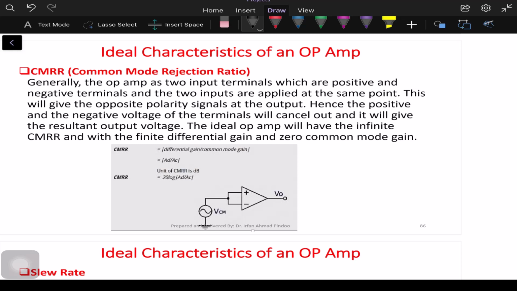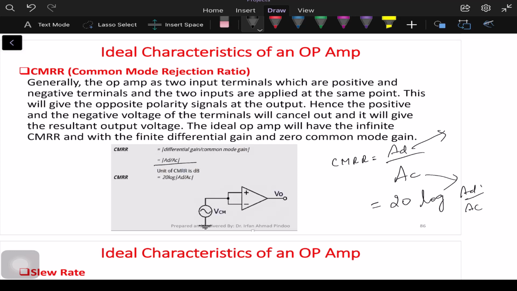Now for CMRR, we have a certain formula also: CMRR is given by AD over AC, where AD is the differential mode gain and AC is the common mode gain. Sometimes this value will be very high, so we can also represent this in logarithmic form. We can write it as 20 log AD over AC, with the unit as decibels. So here the unit is dB.